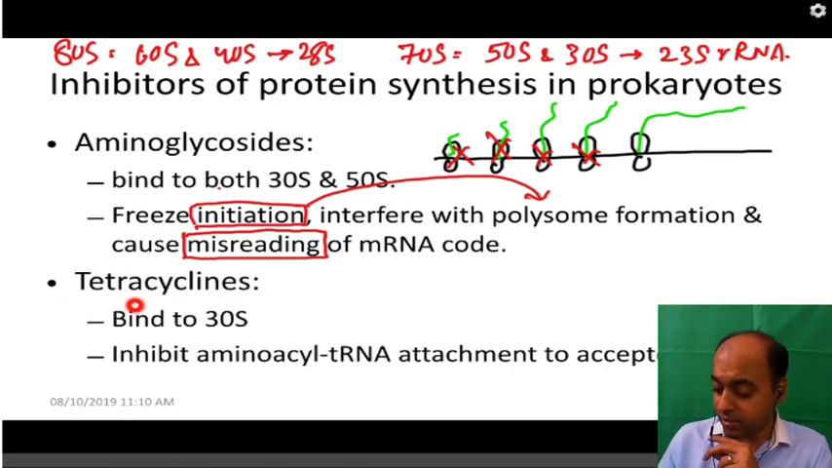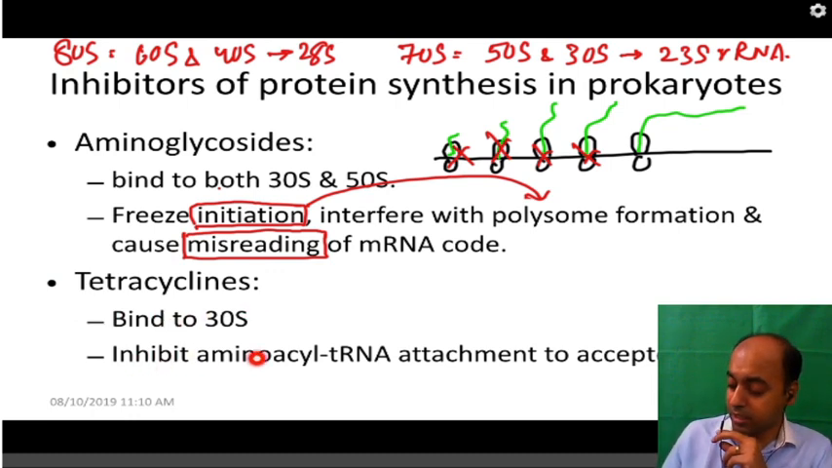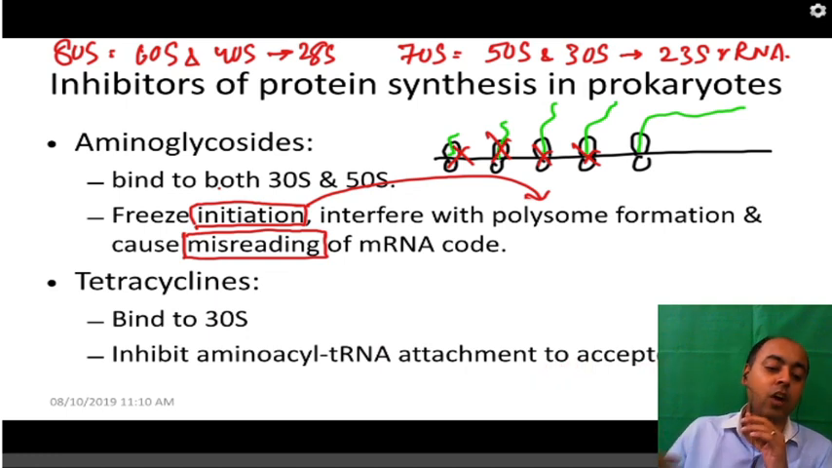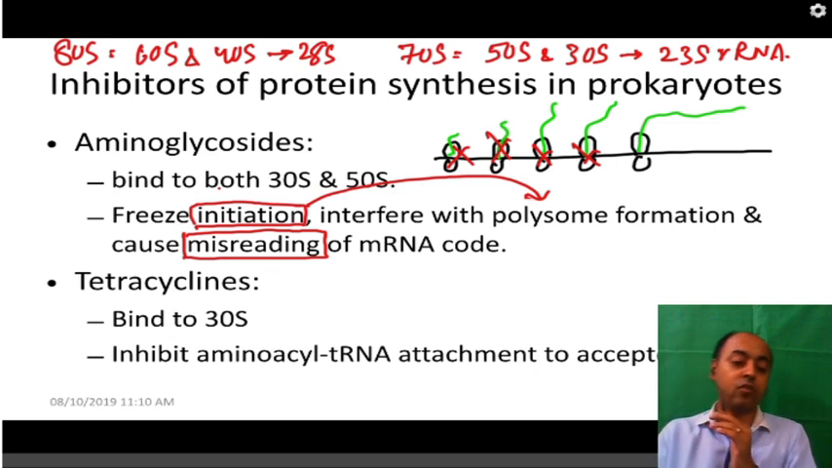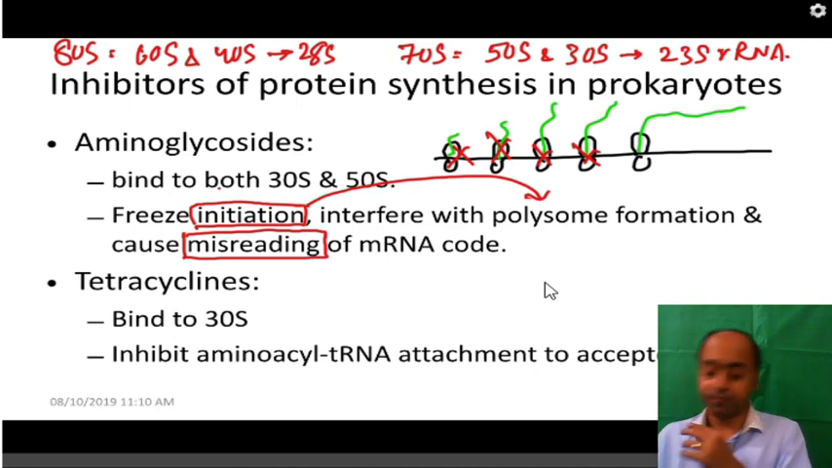And then we have the tetracyclines. Tetracyclines bind to the 30S and they inhibit the interaction of aminoacyl tRNA with the A site. They don't allow the aminoacyl tRNA to attach to the A site. So that is aminoglycoside and tetracycline. Details of the action will obviously be covered in the pharma section. I'm just giving you a brief overview of the mechanism.